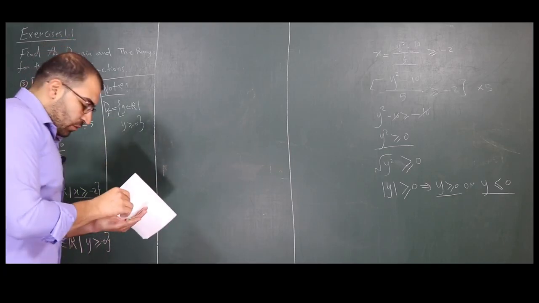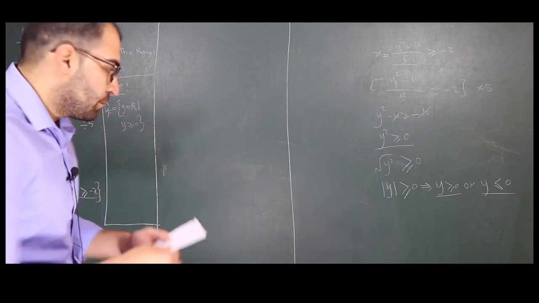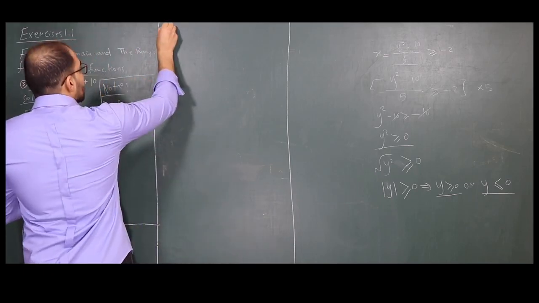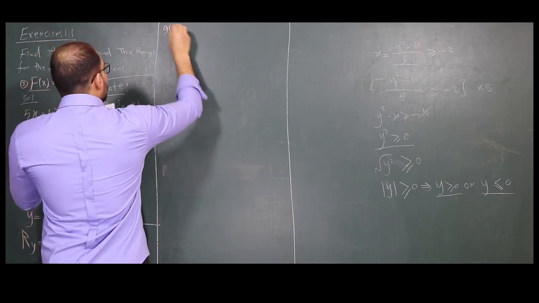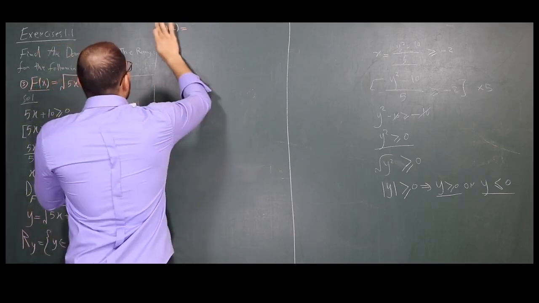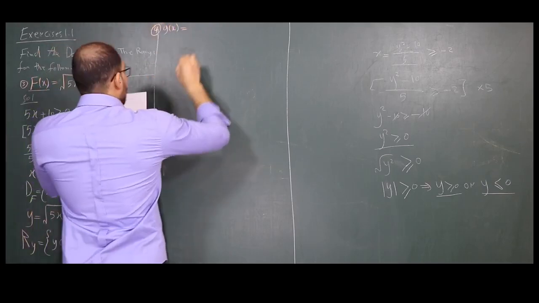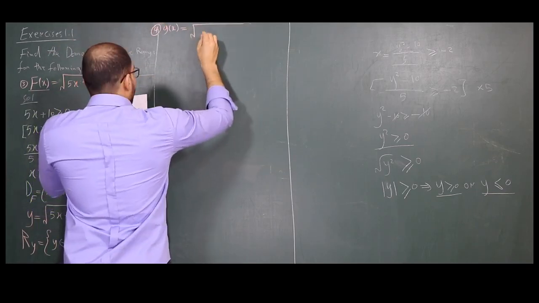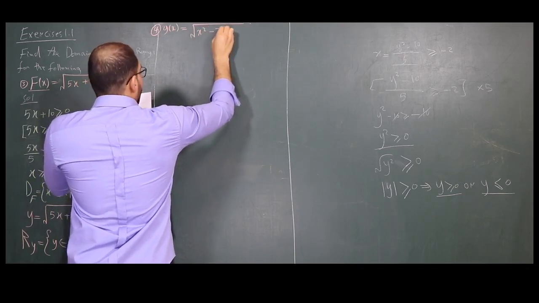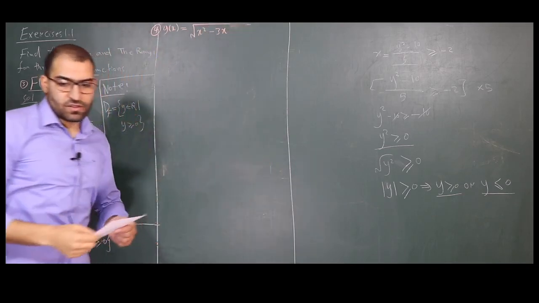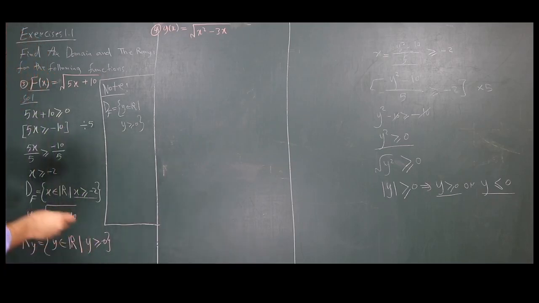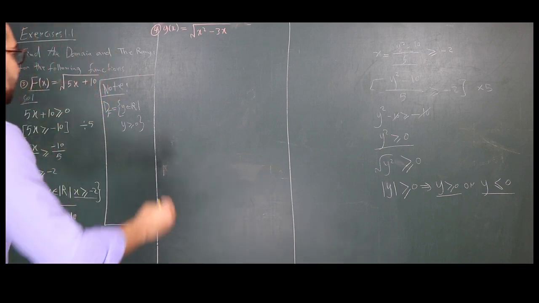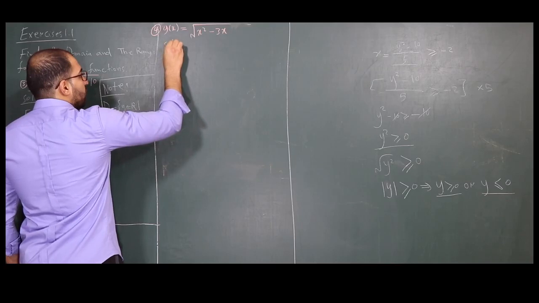So question number 4. G of x equals the square root of x squared minus 3x. So this is the square root of the function. It's a very challenging question. I love such kinds of questions. Solve.